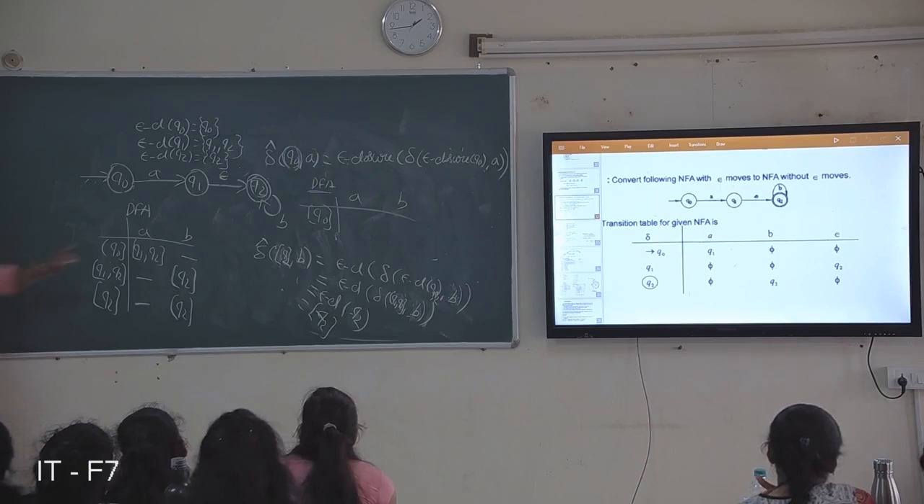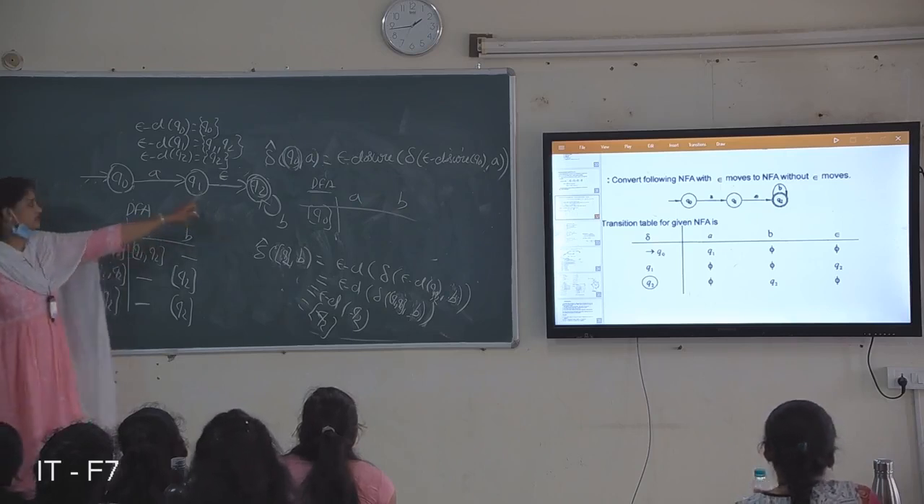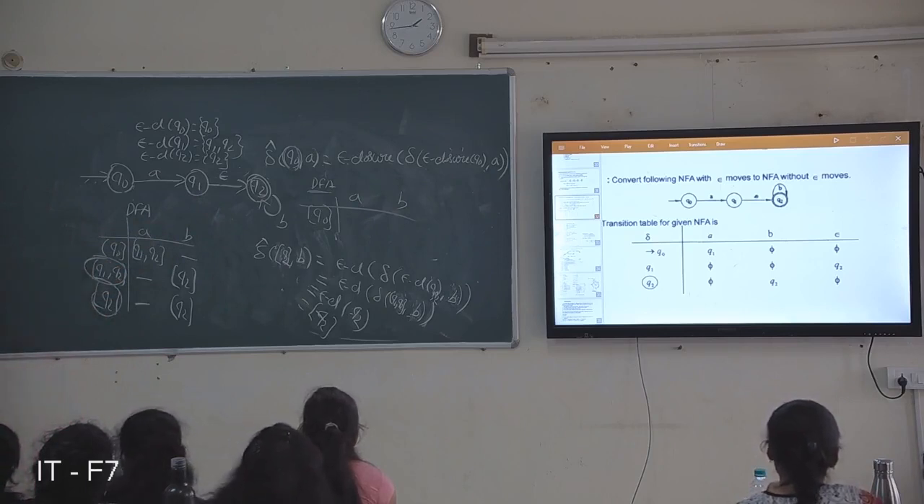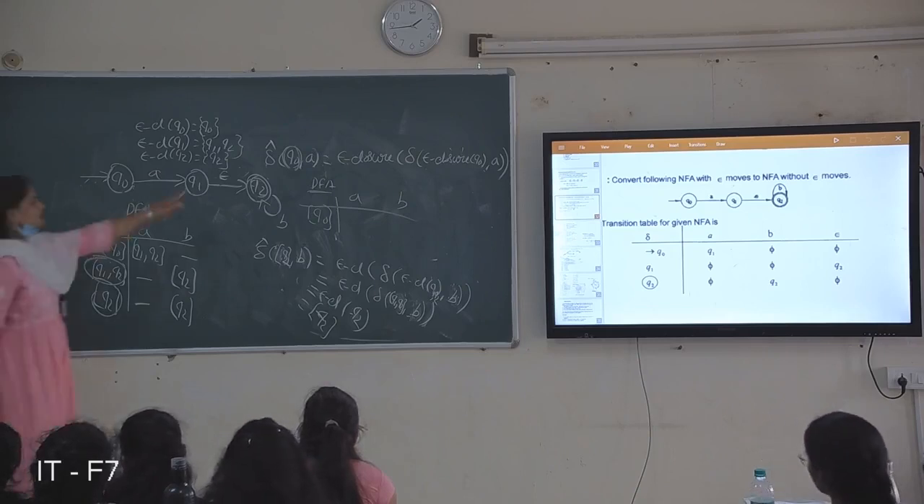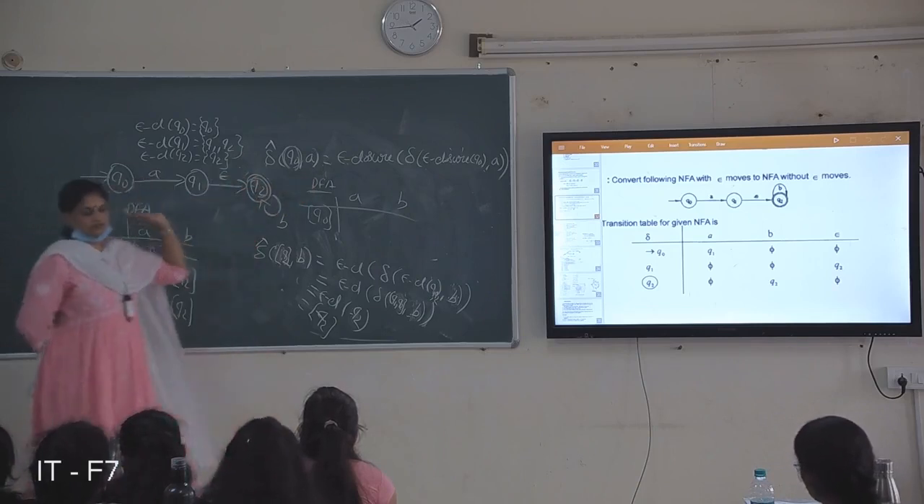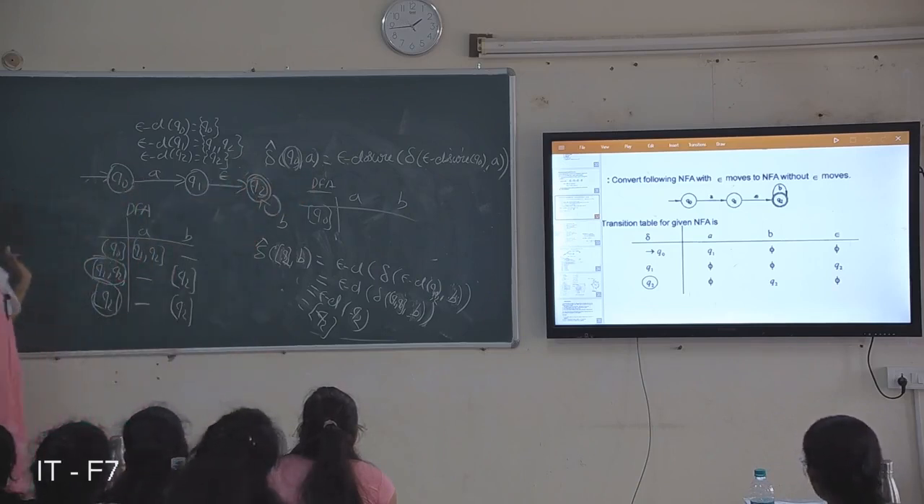The final states are whichever states contain Q2; wherever Q2 is present, those are final. That is the DFA construction. The main procedure is the same, but use that formula whenever epsilon closures are there, I mean, whenever null transitions are there. That's all.